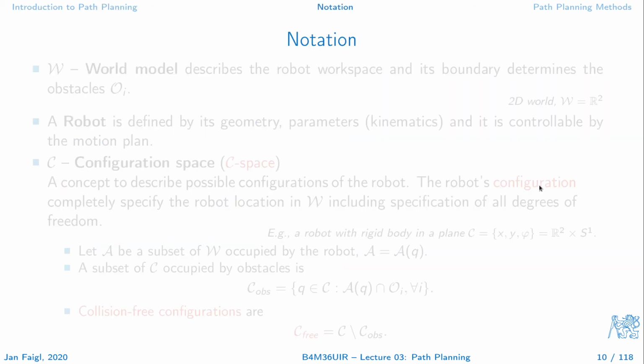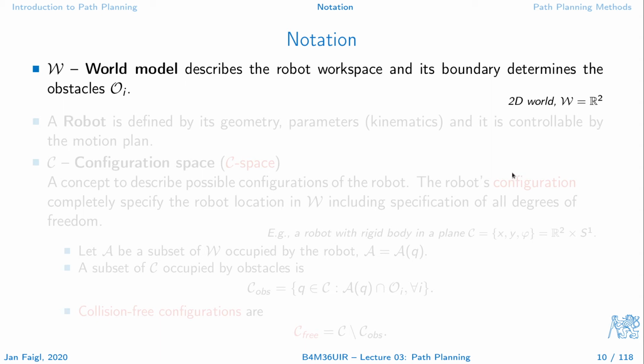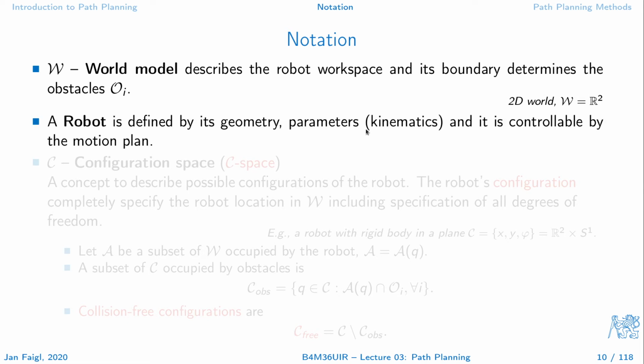So switch to the notation, and this is very important, not only because of the exam, but this will provide you the ground for the later and especially more advanced motion planning techniques. So we have a world model that describes a robot workspace. Its boundary determines the obstacles. So for simplicity, you can have a 2D world, geometrical obstacles, and in a similar way, the robot is defined by its shape, by its geometry, and parameters like kinematics, and it is controlled by the motion plan.